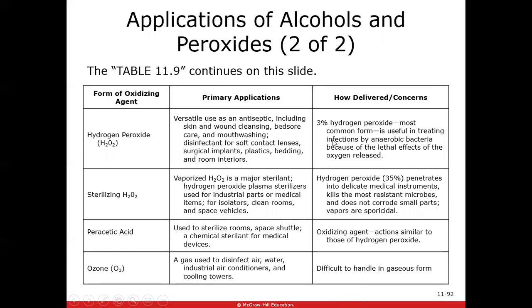You have, once again, the hydrogen peroxide. 3% hydrogen peroxide is the most common form, useful in treating infections by anaerobic bacteria because of the lethal effects of the oxygen released.